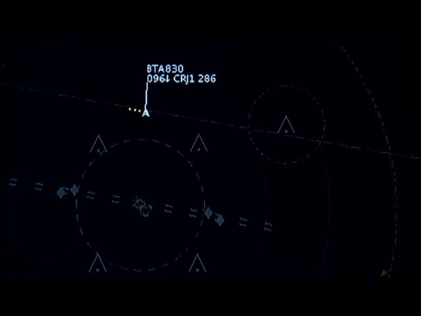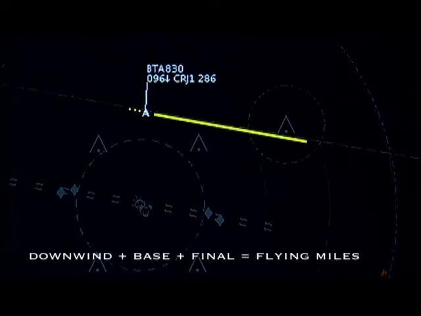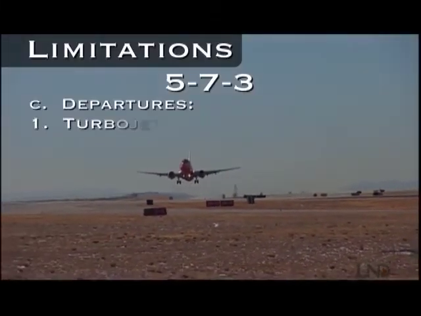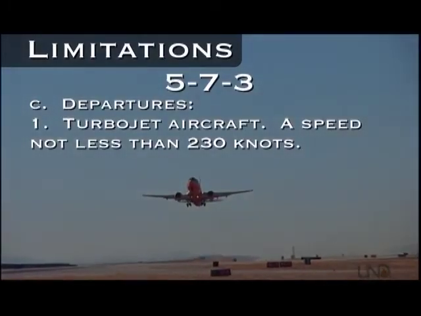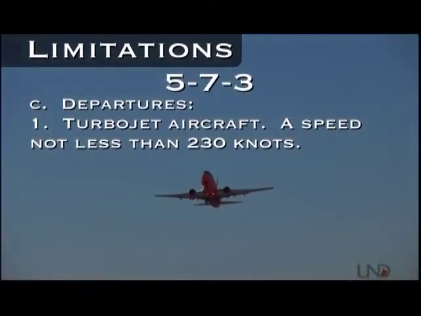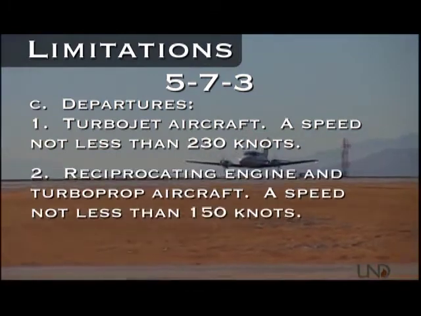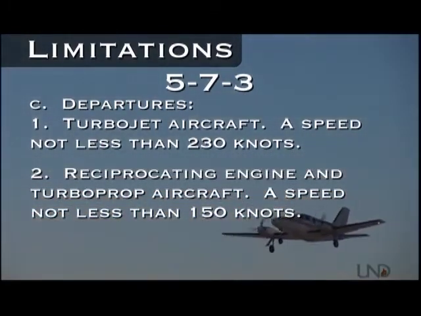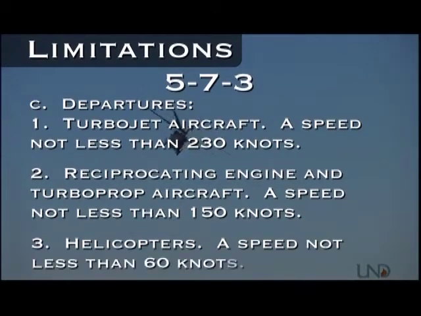If an aircraft is abeam the approach end of the runway, the flying miles include the distance it will fly on downwind, the base turn, and final approach all added together. There are limits for departing aircraft too. Departures, turbojet aircraft, a speed not less than 230 knots. Reciprocating engine and turboprop aircraft, a speed not less than 150 knots. Helicopters, a speed not less than 60 knots.